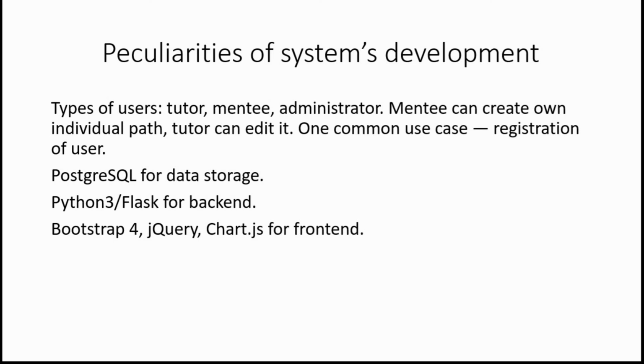Framework Flask, the language of programming is Python version 3, has been applied for development of backend side of required application. And different JavaScript libraries such as Bootstrap, jQuery, and Chart.js have been used for development of applications front-end side.